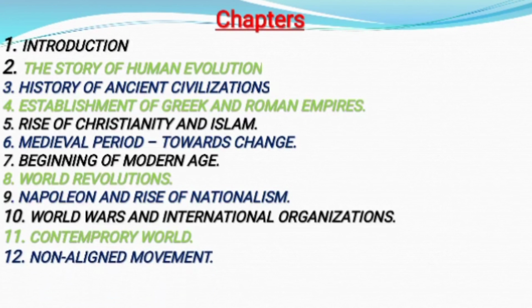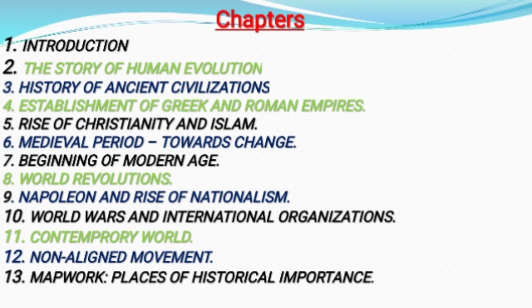Then chapter number 12 relates to NAM, or non-aligned movement, or third world countries. In this chapter, the causes for the growth of the non-aligned movement and also important events that took place during the non-aligned movement, and the relationship between India and the non-aligned movement. These topics come under chapter number 12.